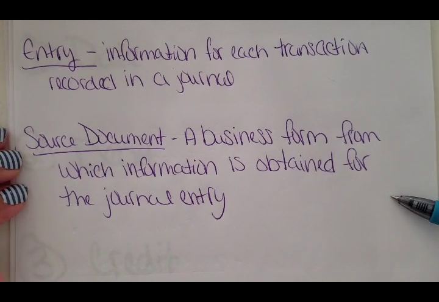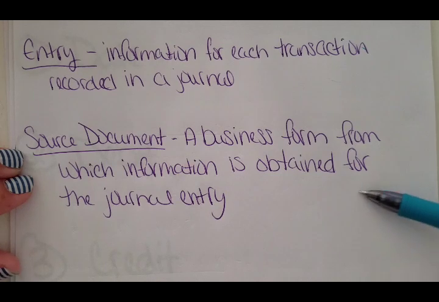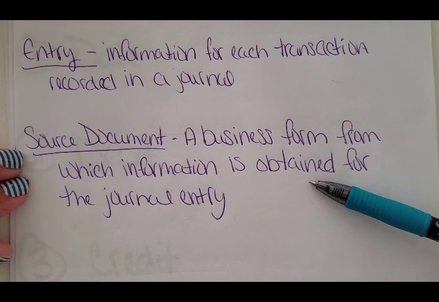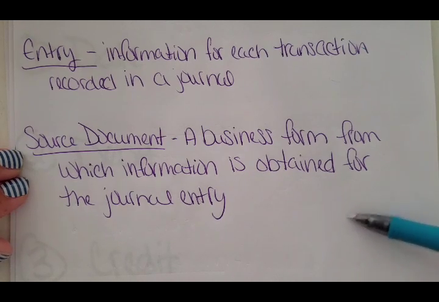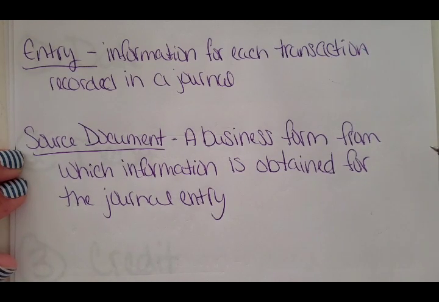And finally, source document. I referred to that whenever I showed you the journal. This is the business form from which information is obtained for the journal entry. How do you know that they sold $500 on account to somebody? In your book, it has it listed as transaction 1, transaction 2. Well, in real life, you don't have that. So your source document is how you know that something happened. It's also your proof. If you find you've made a mistake in your journal, your source document's where you're going to go back to double check. Did I record the amount wrong?